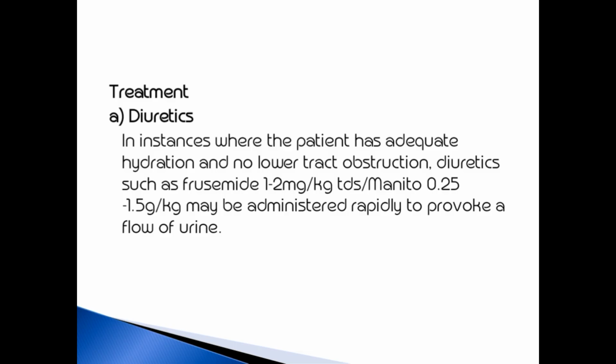In instances where the patient has adequate hydration and has no lower tract obstruction, diuretics such as furosemide 1 to 2 milligrams per kg body weight, TDS, may be given. Mannitol 0.25 may be given as well. They may be administered rapidly to provoke the flow of urine. This is just to promote the flow of urine, because if toxins keep on accumulating in the body, it becomes a problem. So diuretics are what we are going to use at pace.